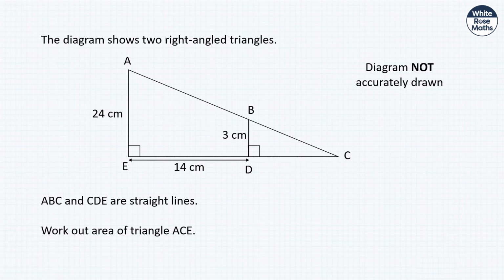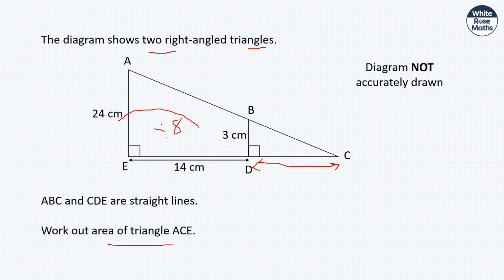Okay, this next one, guys. It's getting a bit more tricky now. The diagram shows two right-angled triangles. ABC and CDE are straight lines. Work out the area of ACE. So we need this side length here, guys. We're going to be very careful here. To go from this length here to this length here of this smaller triangle, I've divided it by 8.